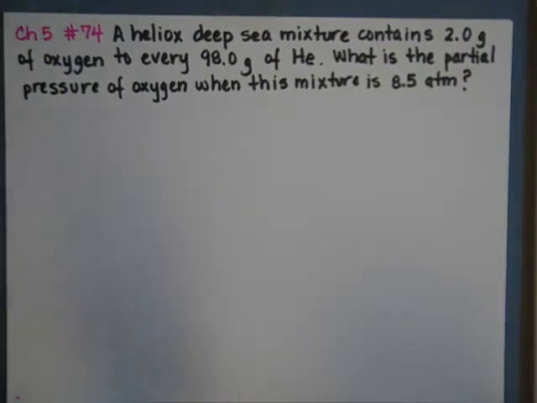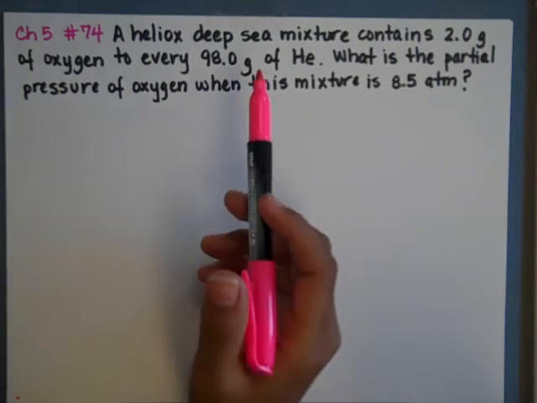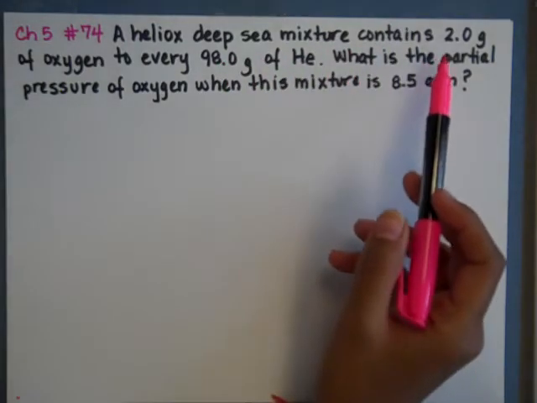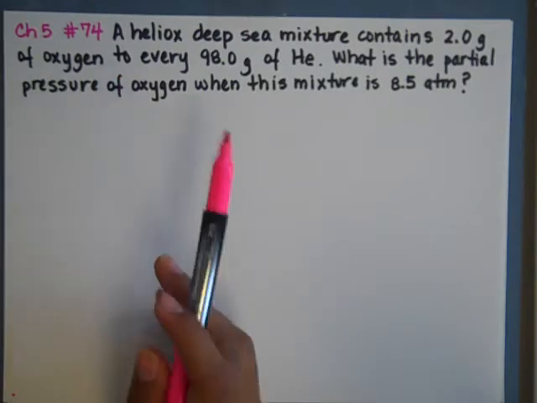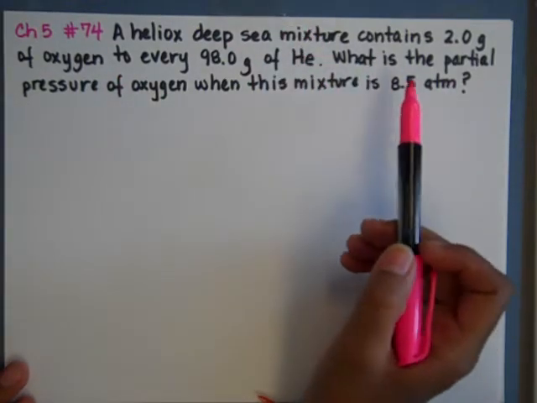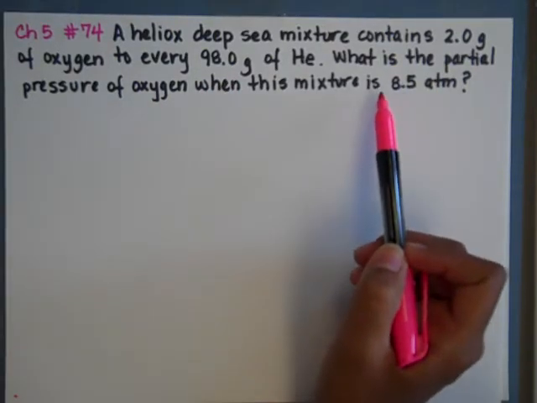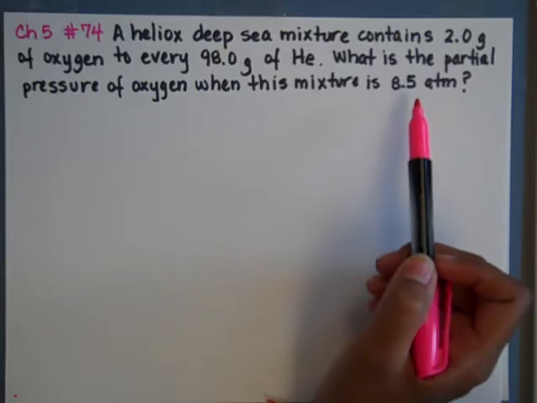So this is a problem for partial pressures involving mole fractions. The problem is number 74 off the back of chapter 5, and we have a deep sea mixture that contains 2 grams of oxygen for every 98 grams of helium. What is the partial pressure of oxygen when this mixture is 8.5 atmospheres?